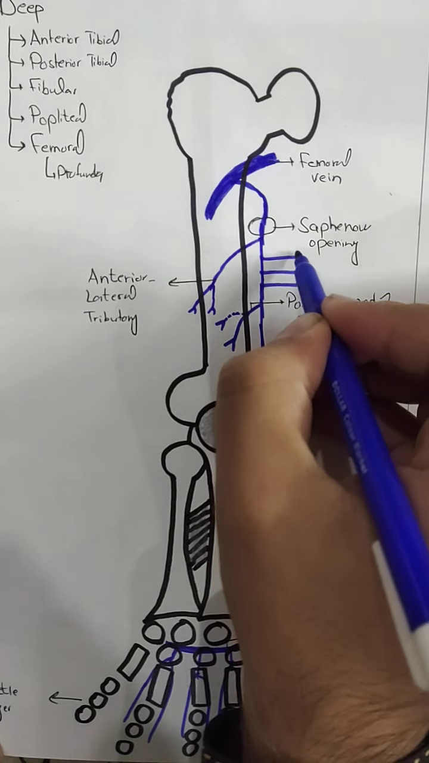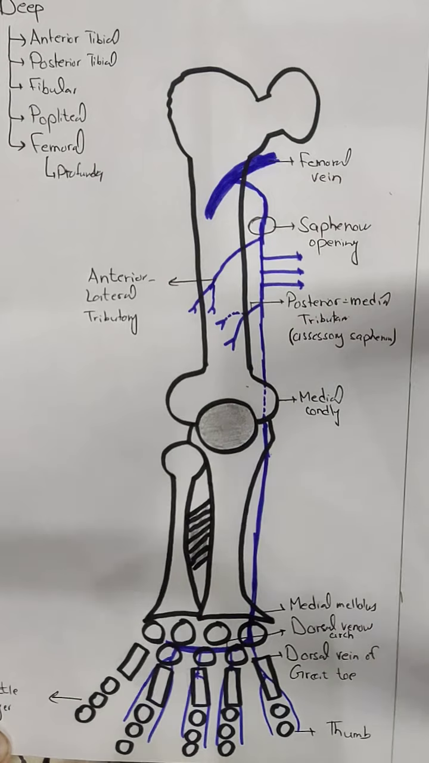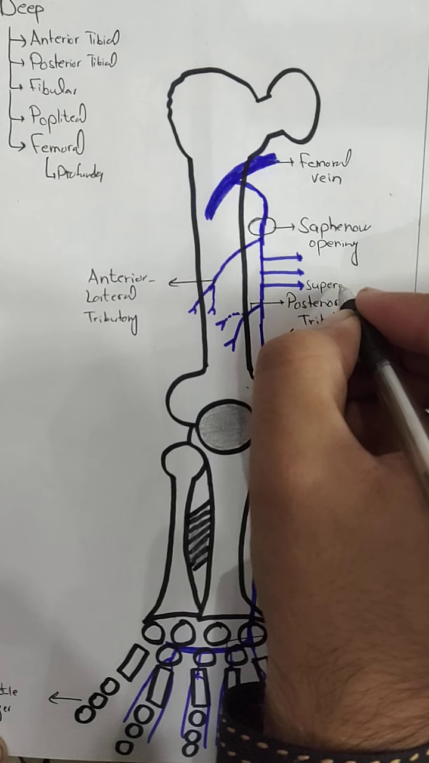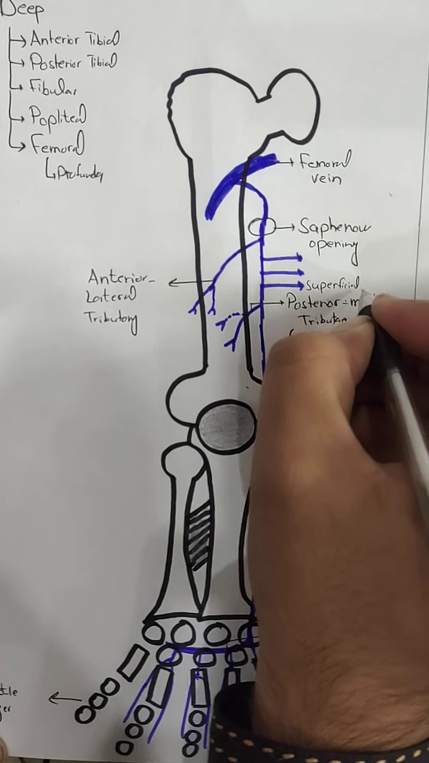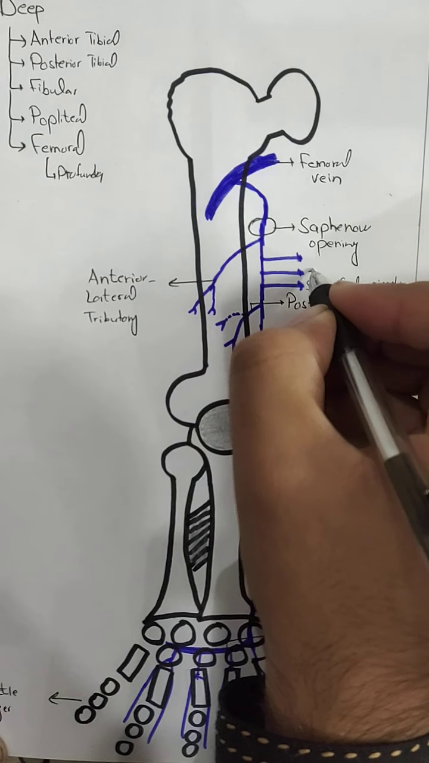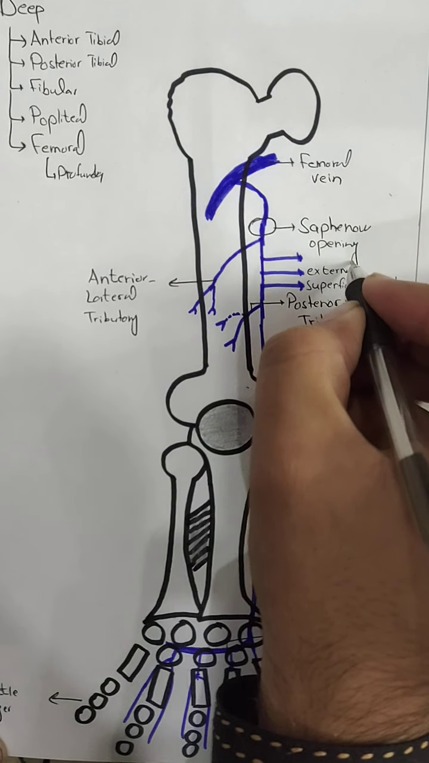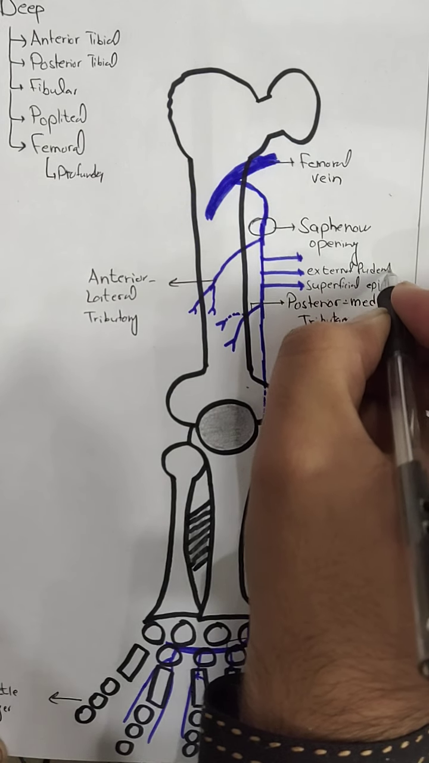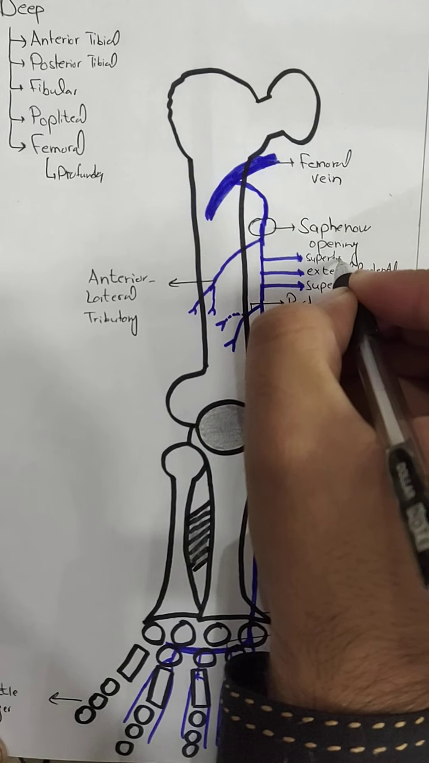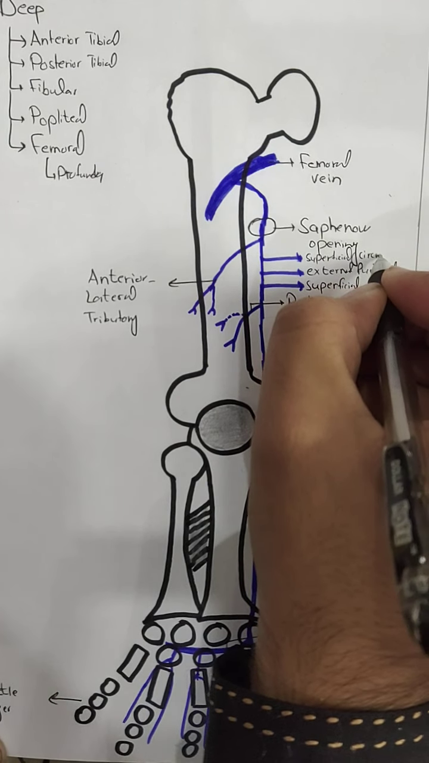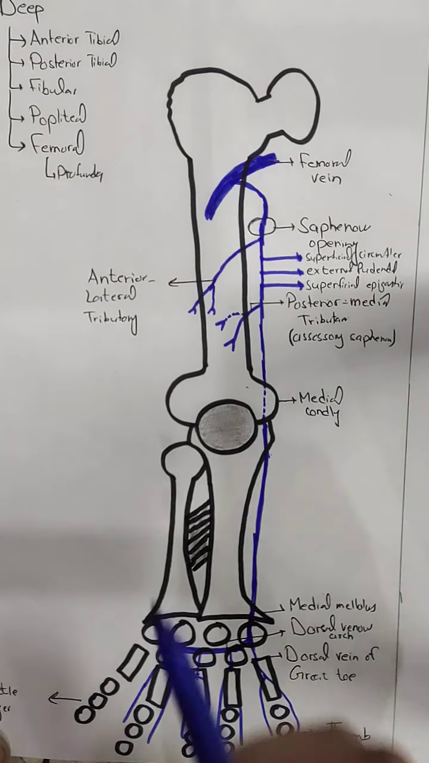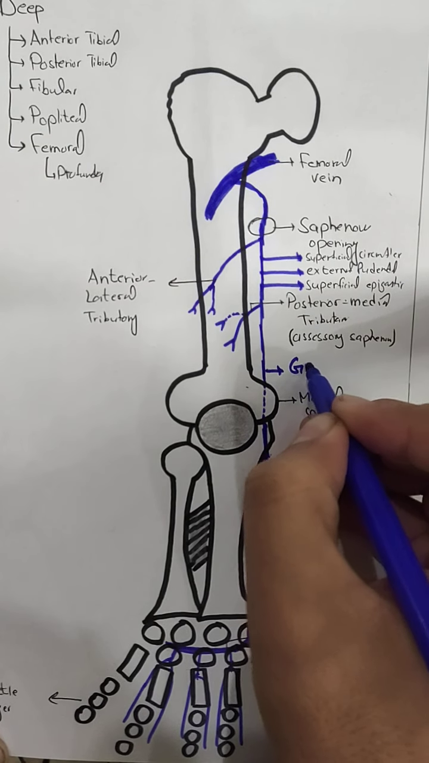Now the other three branches of this are here. We will write those three branches also. The first one will be the superficial epigastric. Then there will be the external pudendal. And the last one will be the superficial circumflex iliac vein. So these are all the branches of this great saphenous vein. This will be the great saphenous vein.